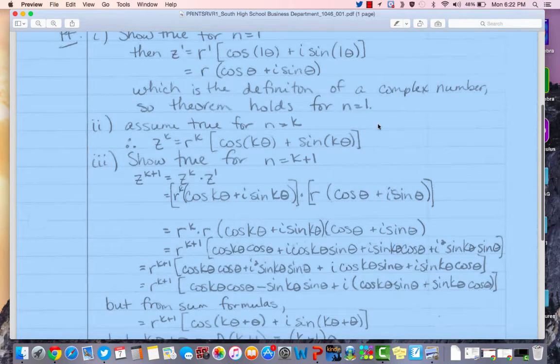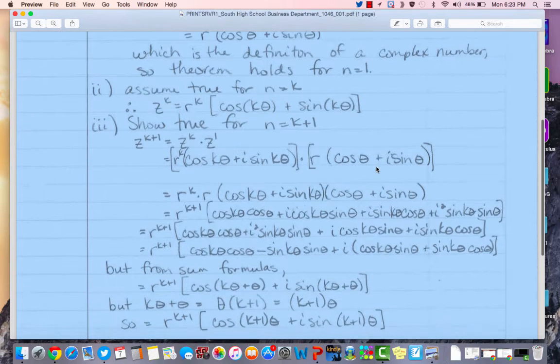The second step of an induction process says to assume that it's true for n equals k. So that's what we do here. We just say, therefore, z to the k equals r to the k times the cosine of k theta plus i sine of k theta. And the theorem holds for n equals k.